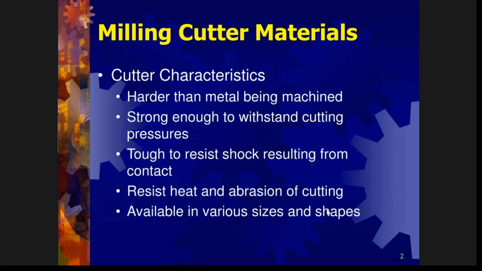Milling cutter materials. These are some characteristics of the cutting tool materials. Just like other cutting tools, the cutting tool should be much harder than the metal being machined, and it should be strong enough to withstand cutting pressures or forces. It should be tough enough to resist shock resulting from cutting contacts, and it also has to resist the heat and abrasion of cutting. It must be available in different shapes or profiles to get the different required shapes on the workpiece.